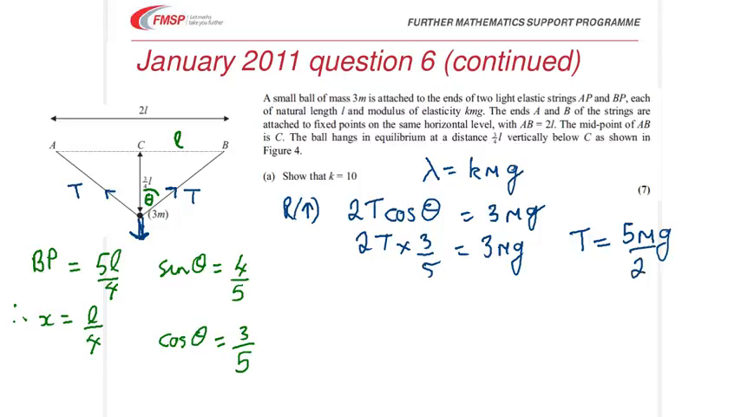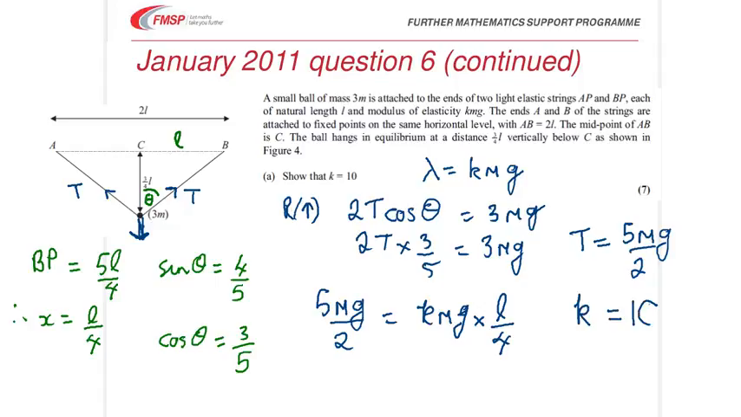Now T equals lambda x also, so 5mg over 2 is lambda, which is kmg, times the extension. Now the extension is L over 4, because the natural length is L and it's now of length 5L over 4. So that's Hooke's law, T equals lambda x. Once we cancel out the mg's and move things around a bit, that takes us straight to k equals 10, which is what we want to show, for 7 marks.